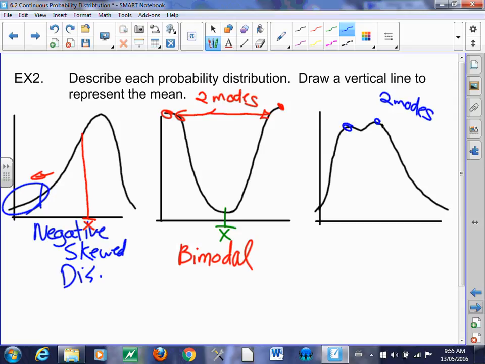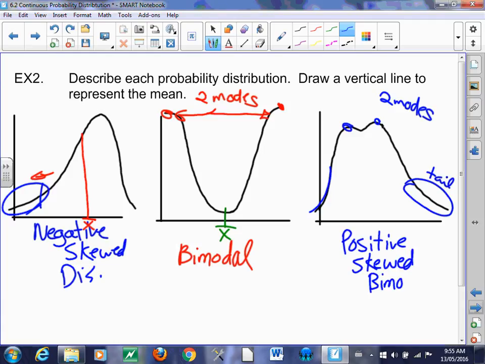But if we take a look at the end behaviors, this one has what we call a tail. This is going to make sure that there's a skewing, but it's on the positive end, so it's going to be positive skewed. And do we call this what? Hopefully you realize there are two modes, so it's going to be a bimodal distribution. I apologize, I forgot to write distribution for the second one. Can you just throw a DIS in there?